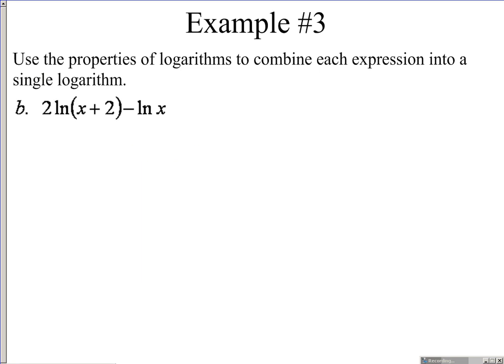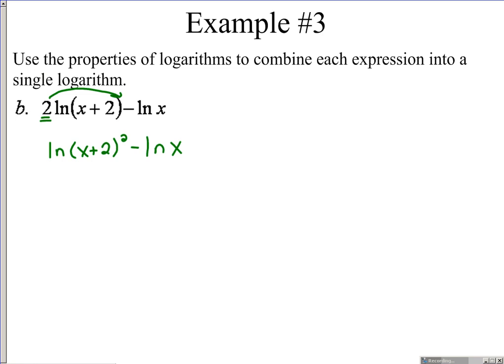Letter B. 2 natural log of x plus 2 minus natural log of x. Once again, the number out front of the logarithm, we know we can move back to the exponent on the argument. So we have natural log of x plus 2 squared minus natural log x.